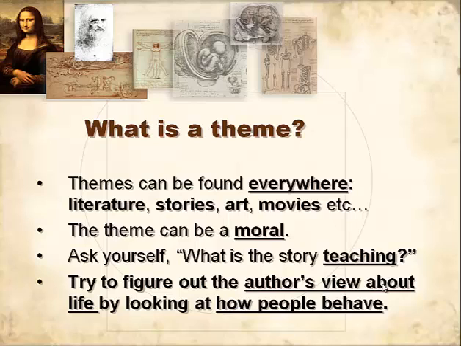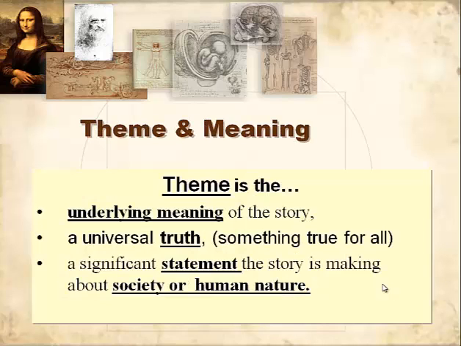Themes are really a difficult concept. They can be a moral. So you could ask yourself when you're reading something, what is the story teaching me? Sometimes, though, more complex stories aren't just morals. They're this underlying meaning, a universal truth. The theme of Romeo and Juliet is about how love can surpass the sense of this fighting. That's not necessarily a moral that we want to walk away with and learn, but it's this universal truth that we want to accept. It's a significant statement the story is making about society or human nature.